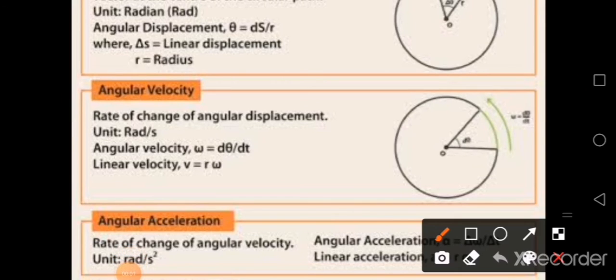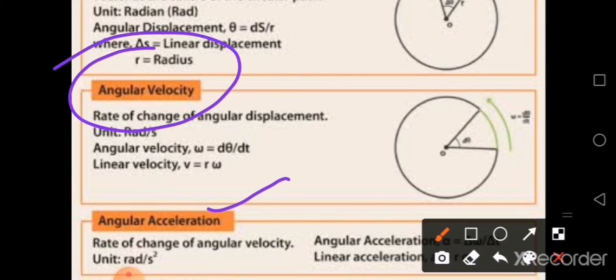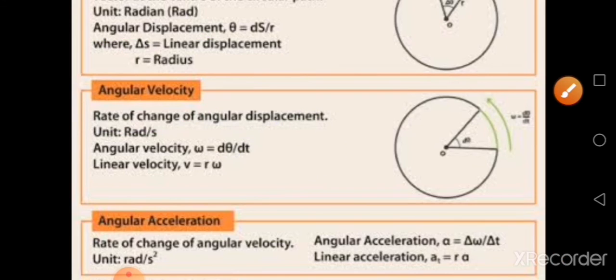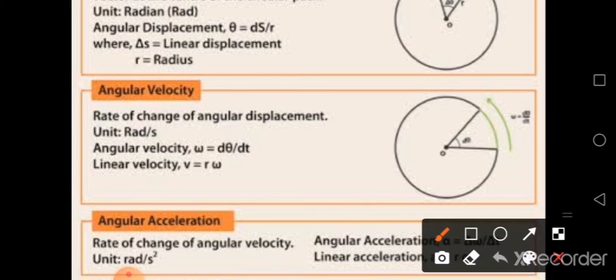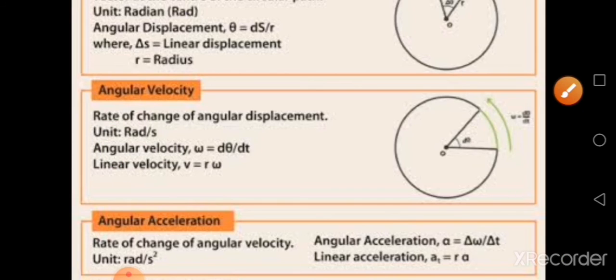Now next you are going to have angular acceleration. What is normal acceleration? Rate of change of velocity. Similarly, the rate of change of angular velocity will be angular acceleration. The unit will be radian per second square, isn't it? So this is what is angular acceleration. You are going to denote angular acceleration with the letter alpha.